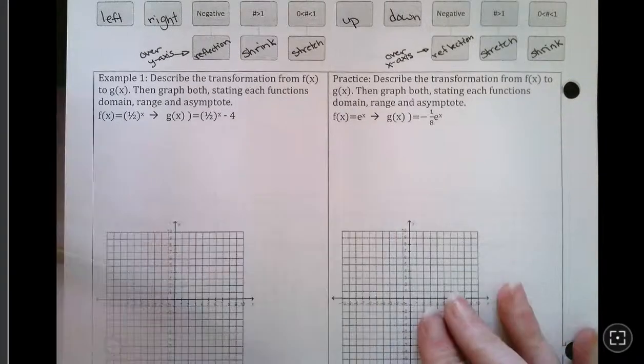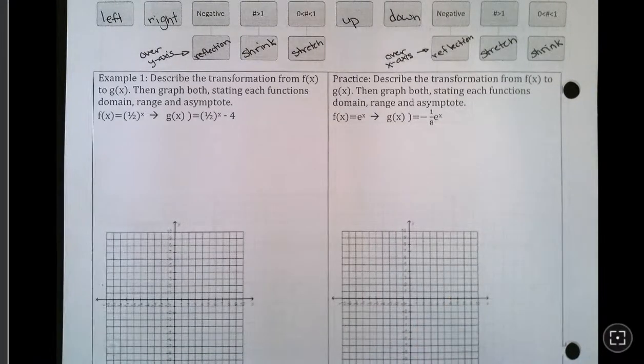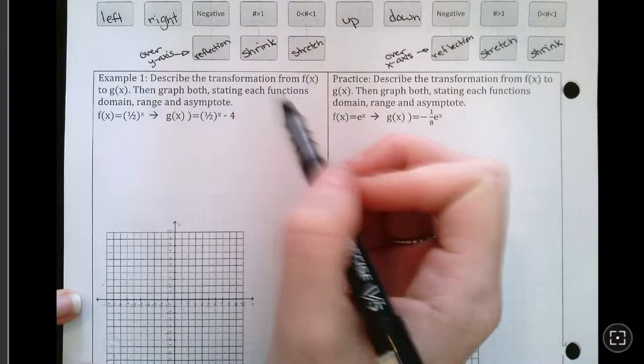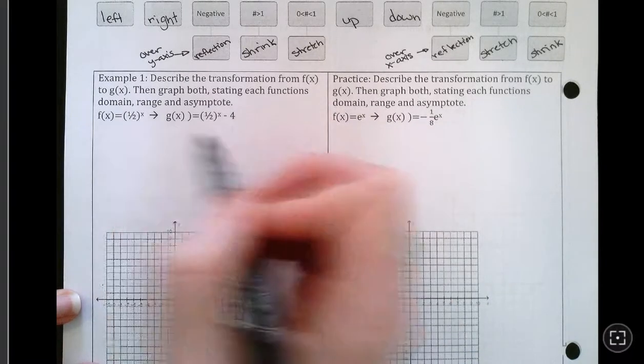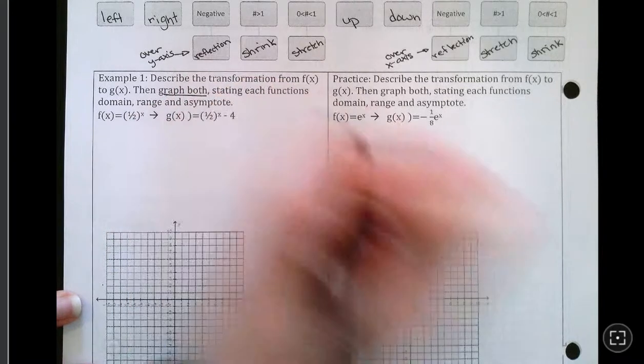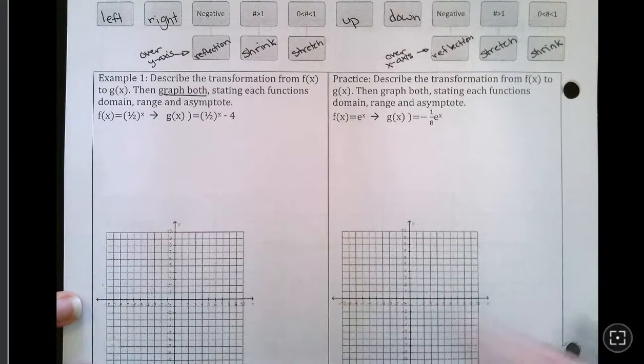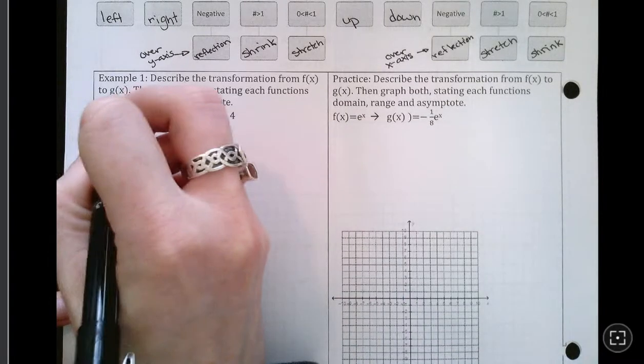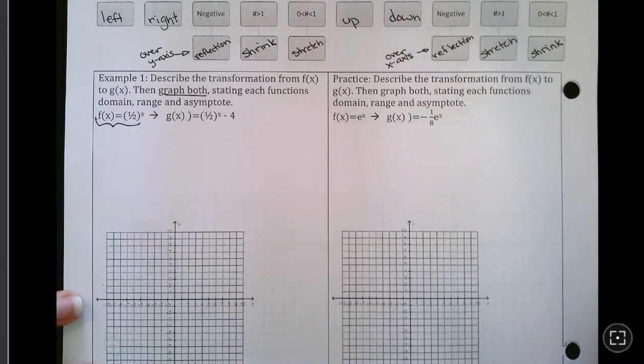Example 1 says, describe the transformation from f of x to g of x, then graph both, stating each function's domain, range, and asymptote. So it's a lot they want us to do. I would go ahead and say, alright, first thing, they want me to describe the transformation. I have 2 equations. I'm going to be graphing them both anyways. I'm just going to ignore g of x for now. I'm going to go ahead and just get that original function graphed and figure out what I know here, because this is what we're more familiar with.